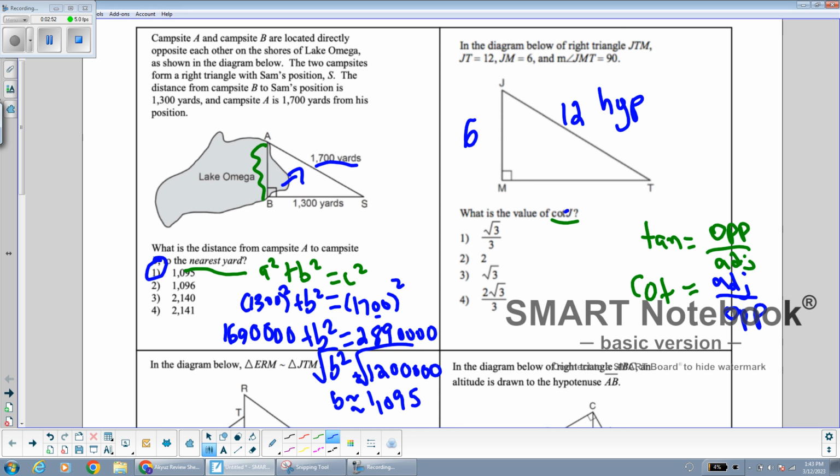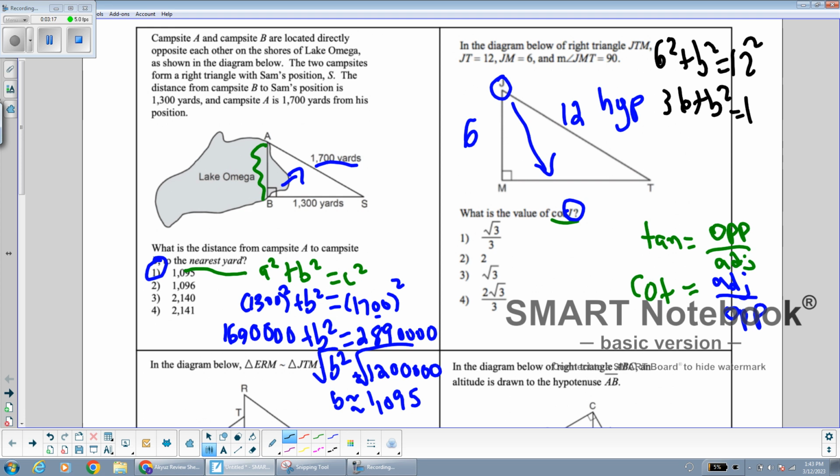So from angle J, which is my focus angle, I'm going to need adjacent and opposite. I don't have opposite, so I can find it because I do know two sides of this right triangle. I can find the missing one, once again with the Pythagorean theorem. So we have 6 squared plus b squared is equal to 12 squared. 36 plus b squared is equal to 144. Using my calculator, 144 minus 36 is 108.